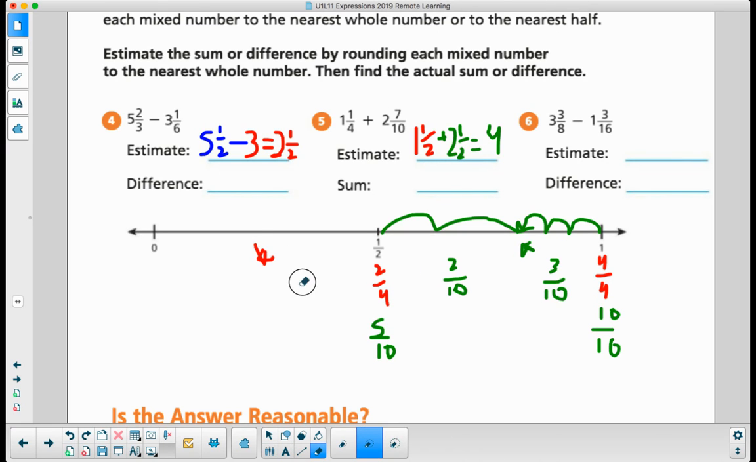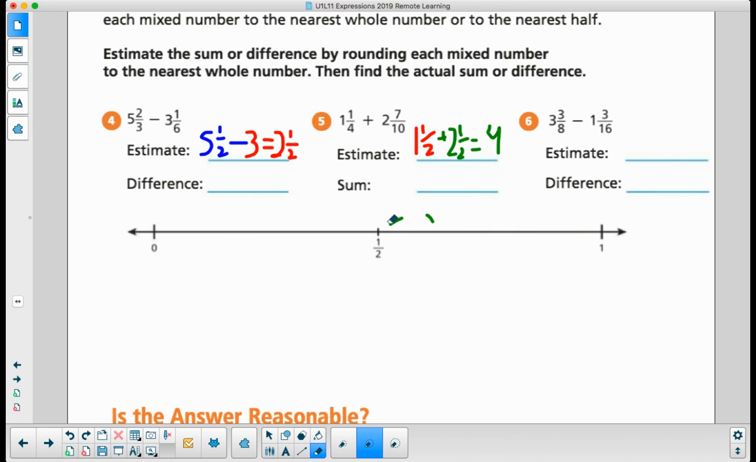3 and 3/8, subtract 1 and 3/16. So 3/8, a half in eighths. Half of 8 is 4. 1 whole in eighths is 8. 3/8 is less than 4/8. See, it takes 1 to get to a half. It's 3 from 0. So it's closer to a half. Keep the 3 wholes.